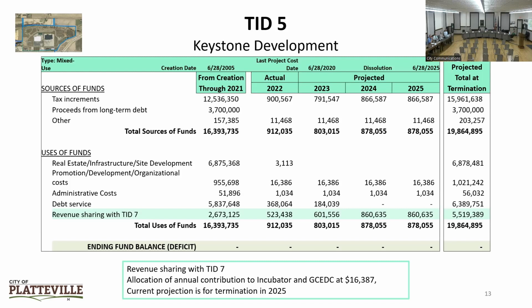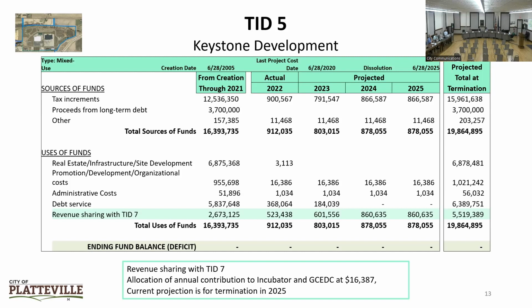At the very bottom, you see the ending fund balance. Because TIF 5 is allocating its extra increment over to TIF 7, there is neither fund balance nor deficit. We always use the exact amount that's available to send to TIF 7, so we anticipate that there will be no excess increment or fund balance at the end of the life of the TIF. If there was fund balance left, it would be shared amongst all the taxing jurisdictions. And if there was a deficit at the end, guess who's on the hook? The city would be on the hook. Okay, so that's TIF 5.